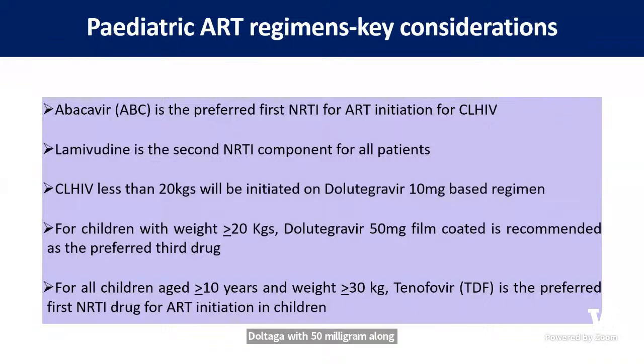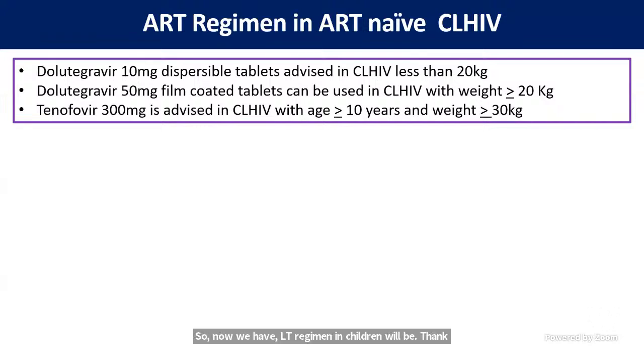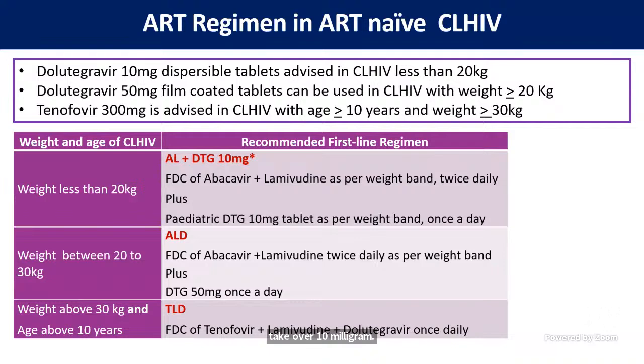For children more than 10 years and more than 30 kgs, tenofovir, lamivudine and dolutegravir will be the preferred regimen. So now, the ART regimen in children will be dolutegravir 10 mg. That's what I have just now narrated. For weight less than 20 kgs, you will have ALD, that is a fixed drug combination of abacavir and lamivudine as per the weight band given twice daily, plus pediatric dolutegravir 10 mg tablets as per the weight band given once a day.